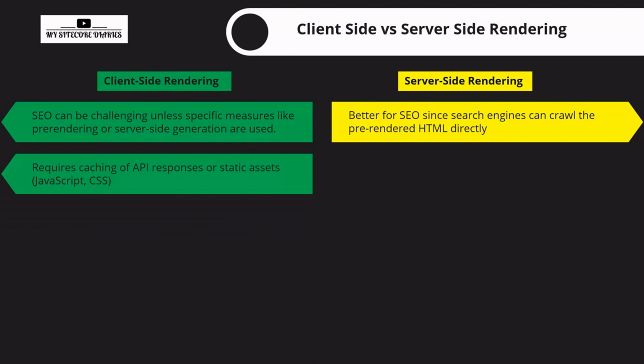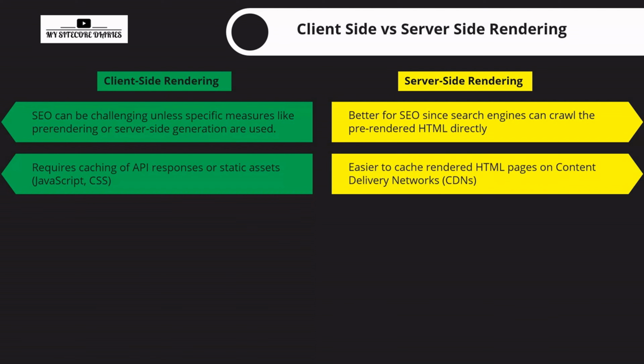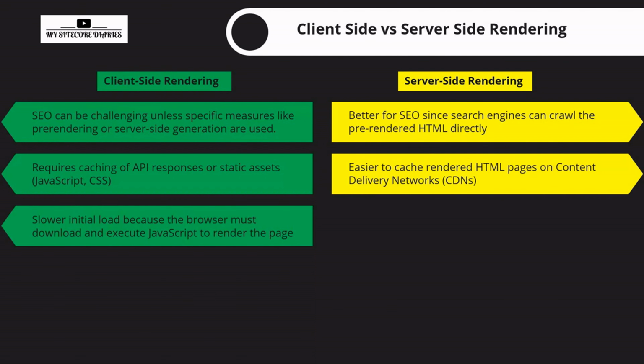Client-side rendering requires caching of API responses or static assets. As I said, the page is rendered using JavaScript, so you can cache the JavaScript and CSS assets in client-side rendering. Whereas with server-side rendering, it is easy to cache rendered HTML pages themselves on the content delivery network, CDN. So basically the whole site you can get from the CDN itself because of the HTML pages being delivered. So you can easily use the content delivery network.